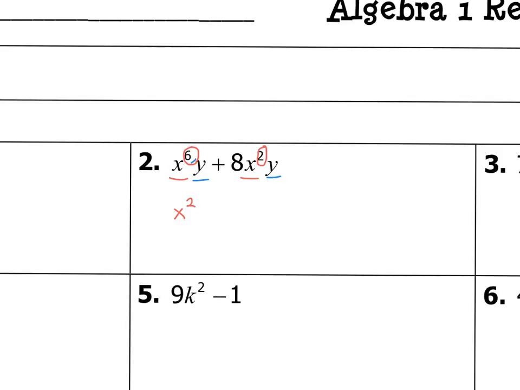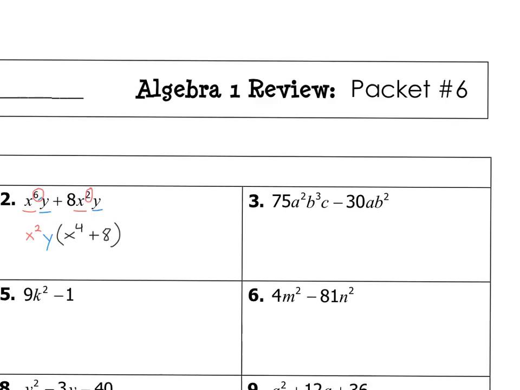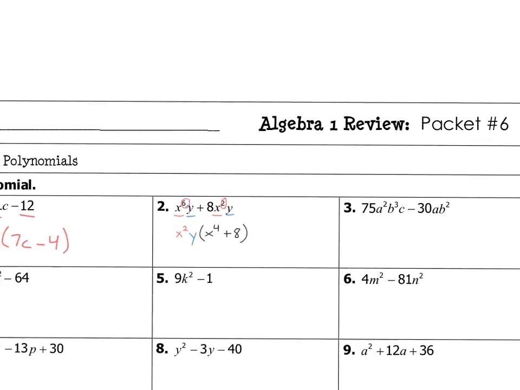Okay, how many y's can we take out? Well, each has just 1 y, which means that we could take out 1 y. And what are we left with? We take out 2 x's from x to the 6th power, we'd be left with x to the 4th power. If we take out a y, there would be no more y. It would be x to the 4th power times 1, which is just x to the 4th power. That would be plus 8, and that's it, because we took 2 x's out, and we took y out, so that will get rid of all of those variables that were by the 8. And again, please check your answer by distributing to make sure that you get back to that original polynomial.